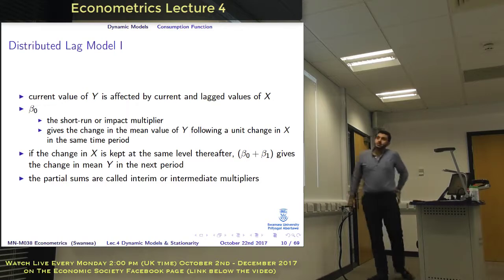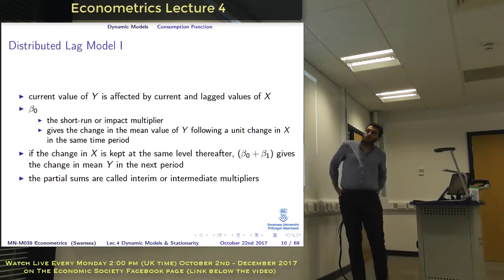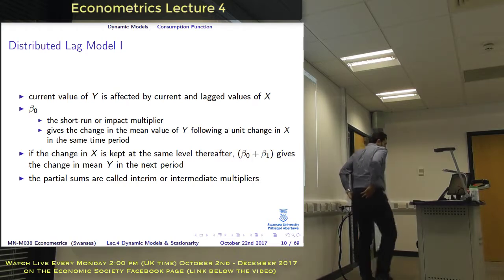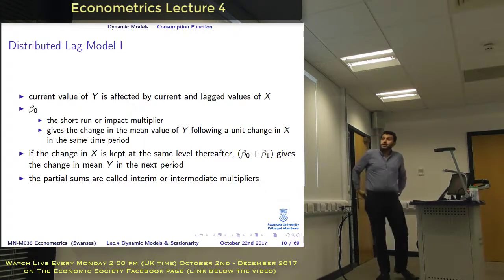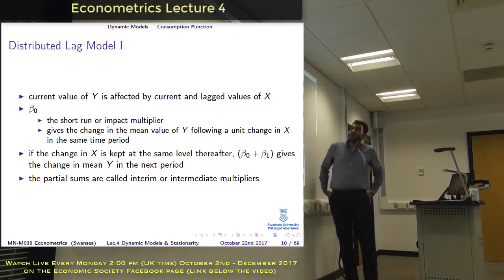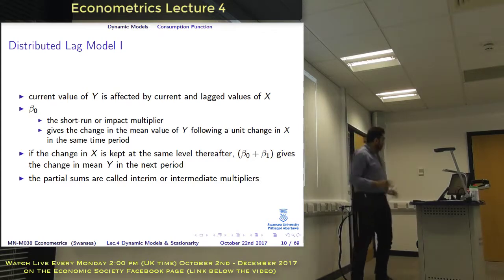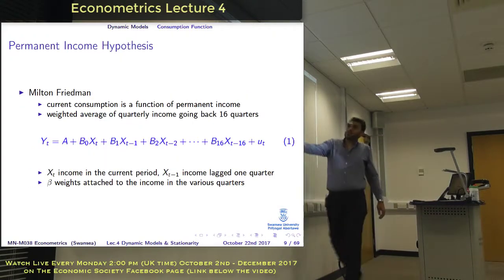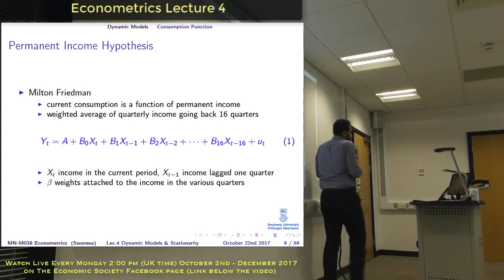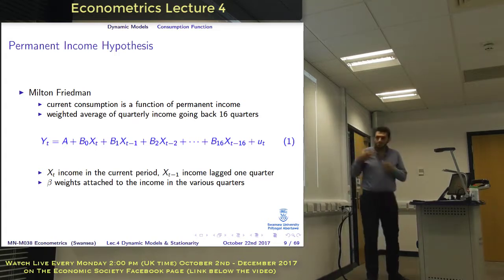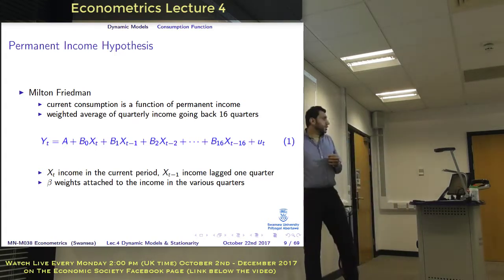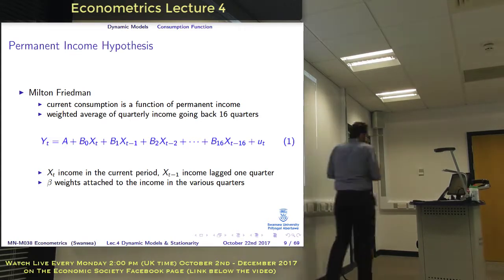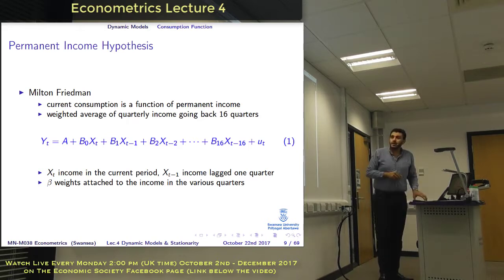So this will take us to the model that we want to look at today, which is called the distributed lag model. The current value of y is affected by current and lagged values of x, as you see. One comment about this equation: the first one is beta 0, which we call the short-run effect, or the immediate impact of any change in the current income, and how this is going to affect the consumption expenditure.